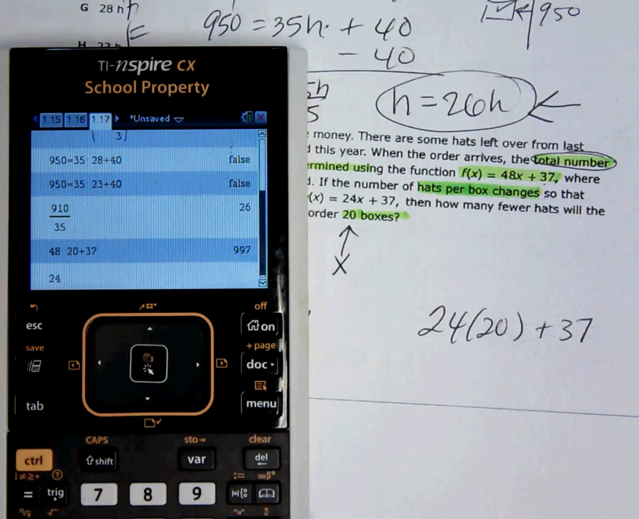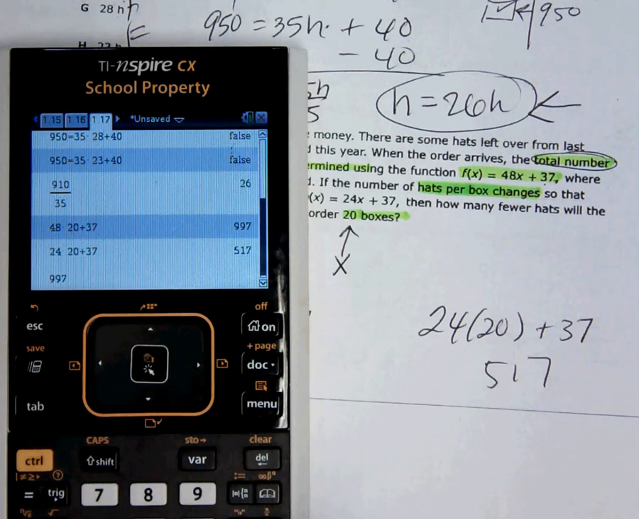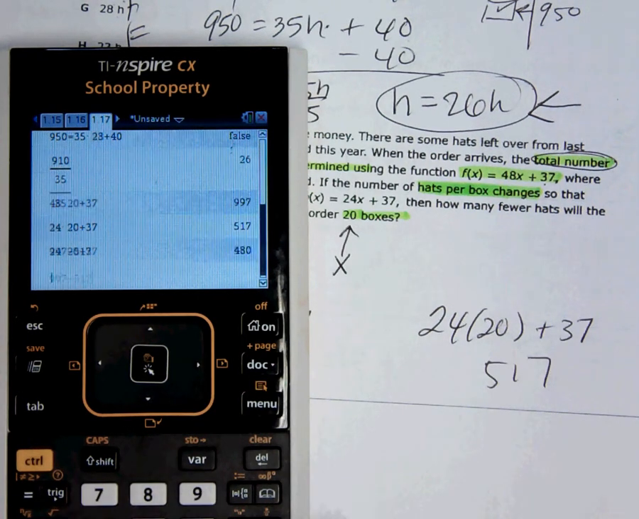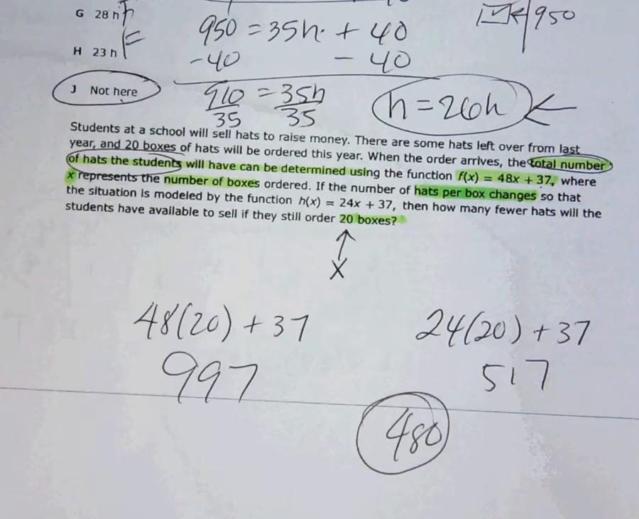24 times 20 plus 37, 517. 997 minus 517. The answer would be, there will be a difference of 480.